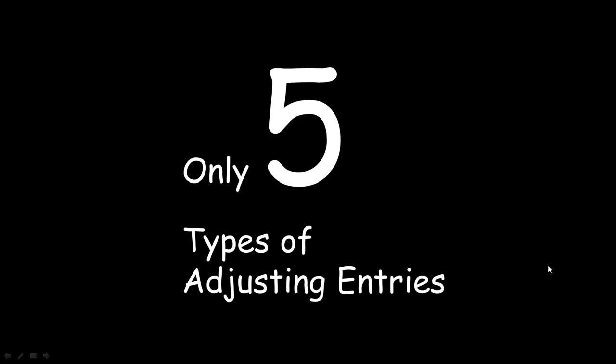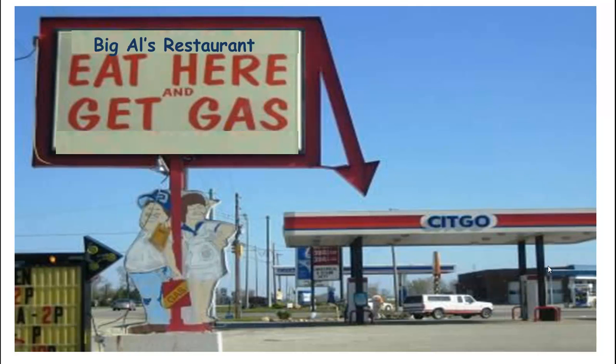Now there are only five types of adjusting entries, so we're going to take a look at all five types very briefly, because this is in a nutshell. Oh, by the way, I started a restaurant before I came to teaching, and there's a picture of my restaurant, and this example of these five kinds of adjusting entries deals with this restaurant.